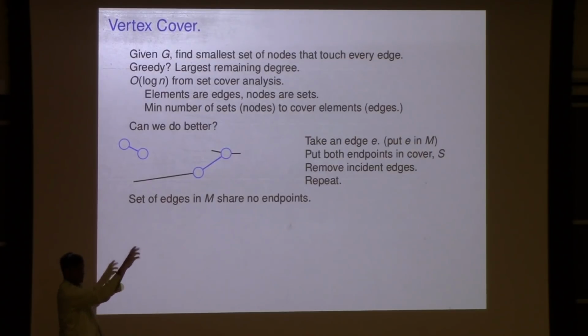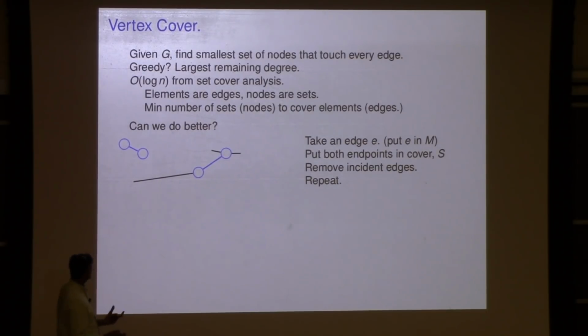And now, I did 2 things here. I put the edge in this thing called M, and then I put both endpoints in my cover S. So I'm building 2 objects here: M, and S. The set of edges in M share no endpoints. So why did I call it M? Because it's a matching. The M I'm building is a matching. That's what a matching is: a set of edges where no two edges touch the same vertex.